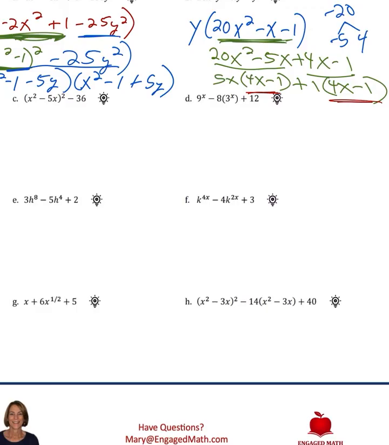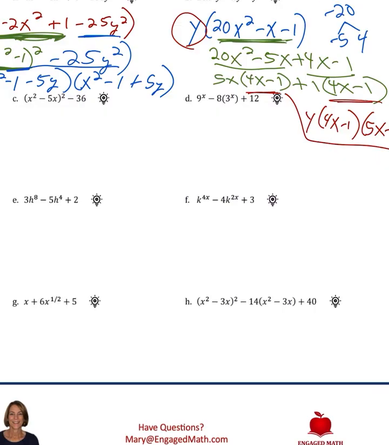So our final answer, we can't forget this y. That y is still there. So I'm going to just write it right here. It's going to be y times the greatest common factor of 4x minus 1. And what's left over is the 5x plus 1. And we're done.